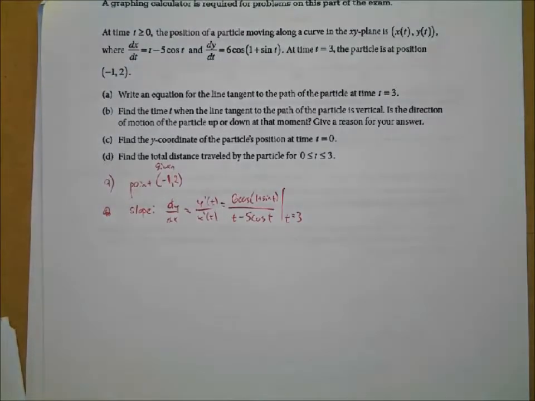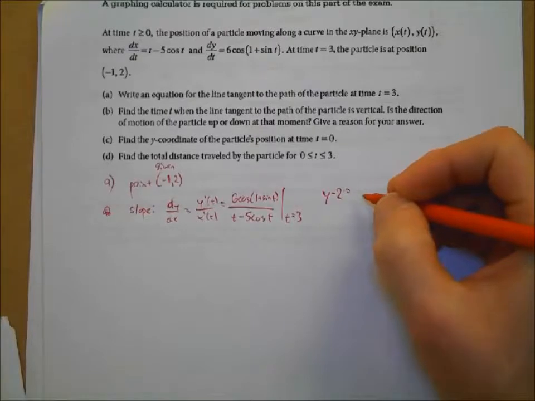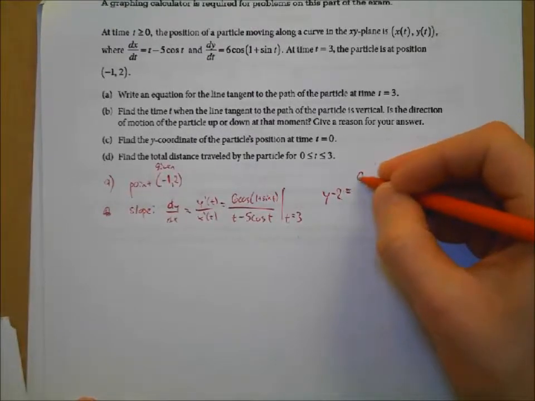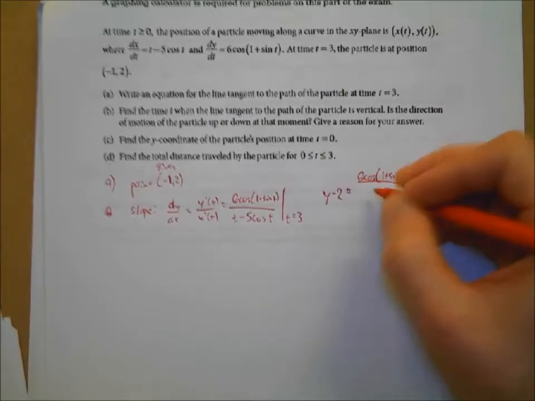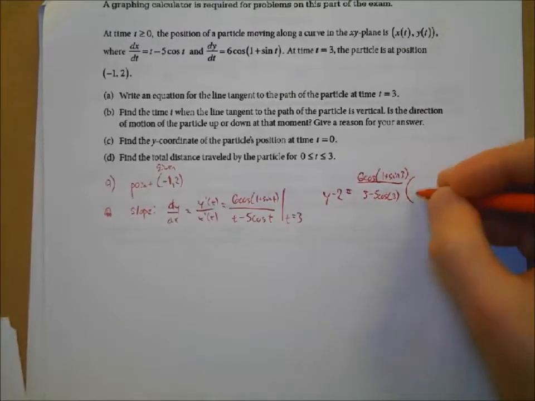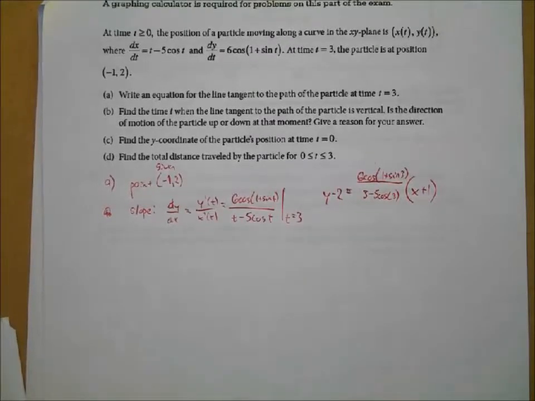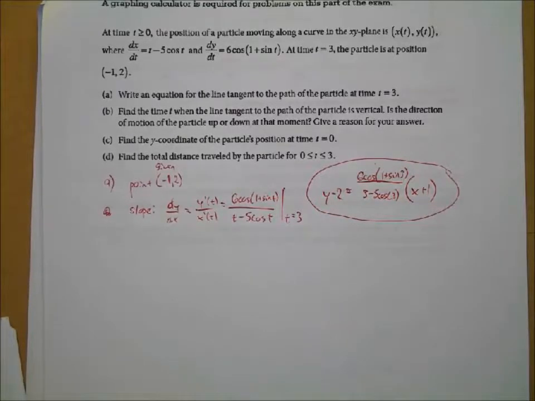Now, you could spend the time plugging this into your calculator, or we can just take advantage of the fact that arithmetic does not need to be simplified, and just go ahead and write the equation of our line here in point-slope form. y minus 2 equals 6 cosine of (1 plus sine of 3) over (3 minus 5 cosine of 3), times (x plus 1). And just be done with it, right? That's a sufficient final answer there. No need to type that into our calculator.